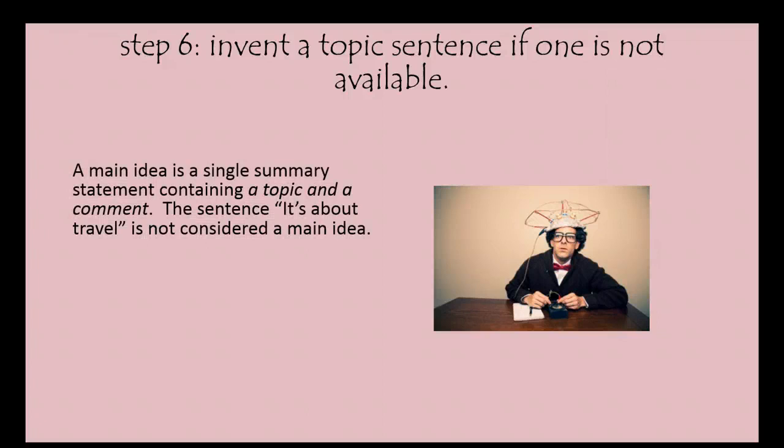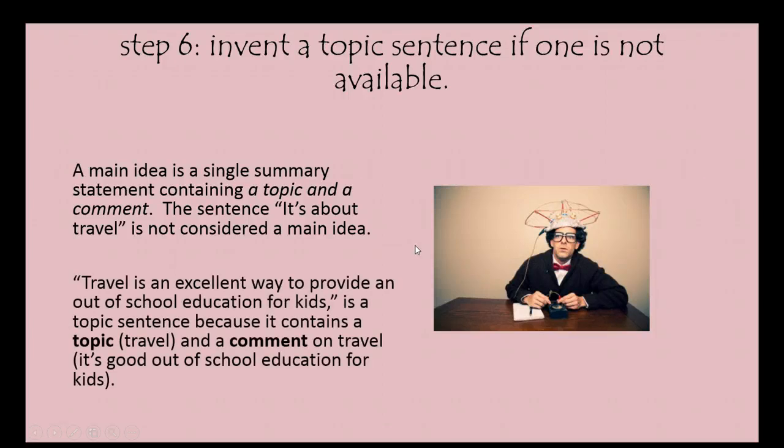A topic sentence is basically the main idea of a paragraph. A main idea is a single statement containing a topic and a comment. So "it's about travel" is not really a main idea, nor is it a topic sentence. But if you were to say "travel is an excellent way to provide an out of school education for kids," that is a topic sentence because it has a topic and a comment. So keep that in mind when you're trying to invent one for a paragraph: it's got to have a topic and a comment.